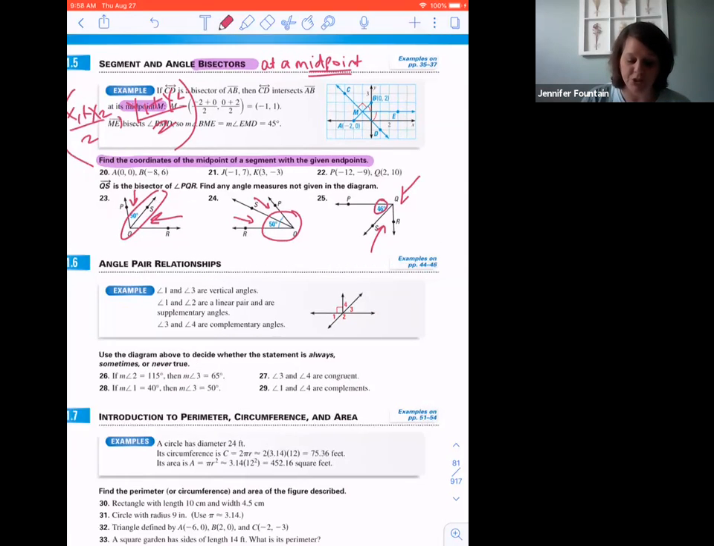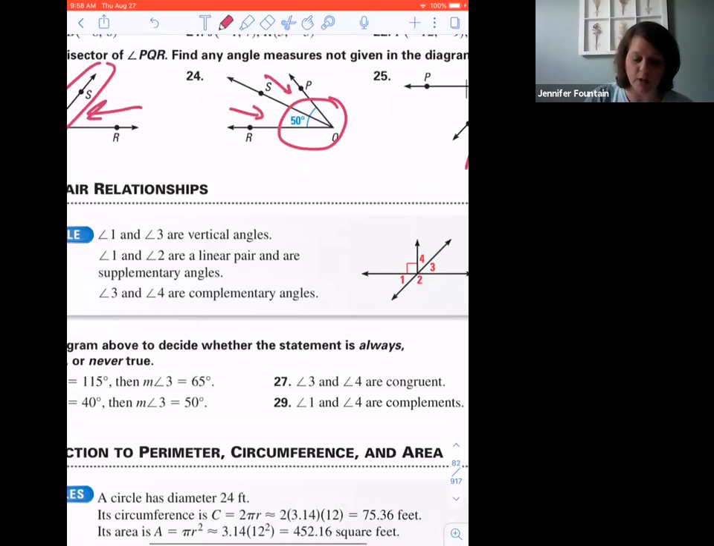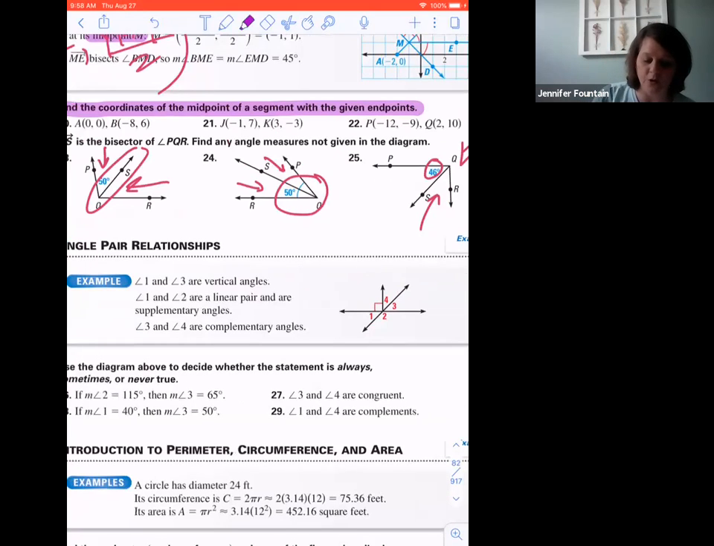Angle pair relationships. This is where we were talking about vertical angles. We know that vertical angles would be like 1 and 3. The others cannot be vertical angles because remember, vertical angles are equal to each other.